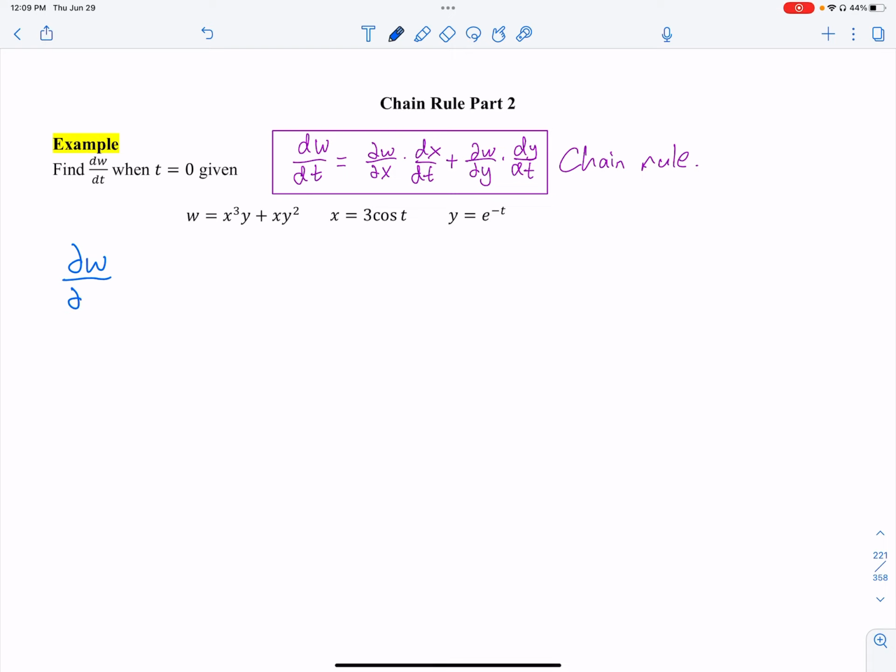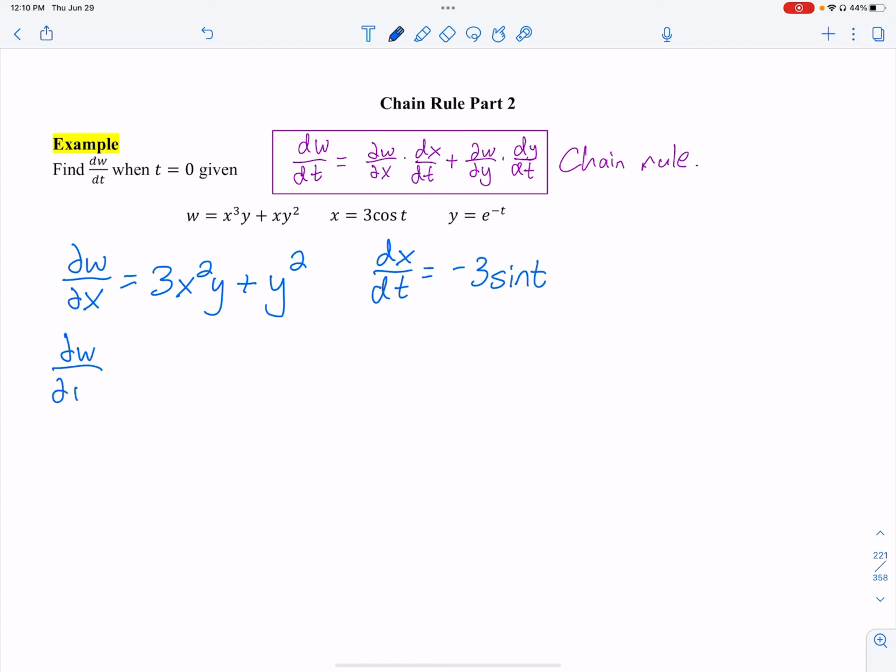So the change in W with respect to X. So I'm looking at W here. I got 3x squared y plus y squared. With respect to X, the y squared is the constant in that case, so we have that. I'm going to go ahead and find dx/dt while I'm here. That is going to be negative 3 sine t.